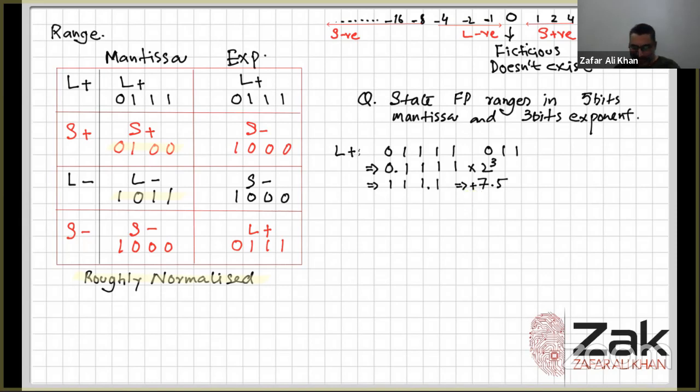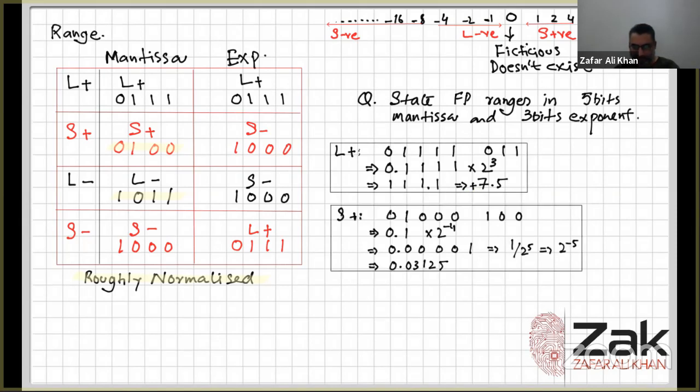All right. Then we have the next, the smallest positive number. The smallest positive number is 0, 1, 0, 0, 1, 0, 0. So 0, 1, 0, 0, that's 4, and we will add another 0 to make it 5 bits, and then we will remove this 1 to make it 3 bits exponent. Now, this will make it 0.1 into 2 to power minus 4. So this is a negative exponent, and we will move the point 4 positions towards the left: 1, 2, 3, 4. So we will fill zeros in it.